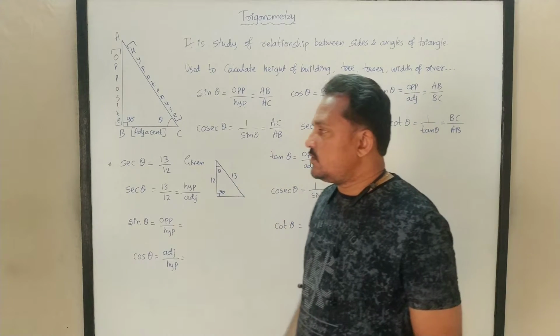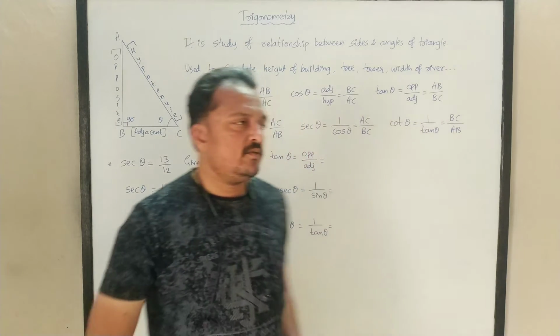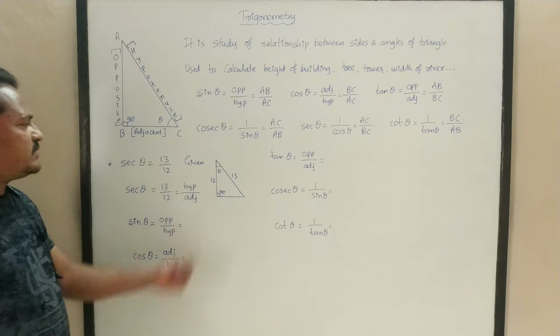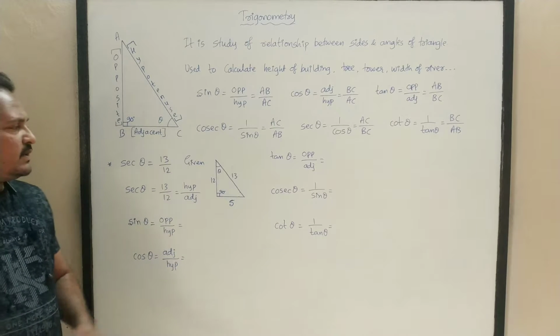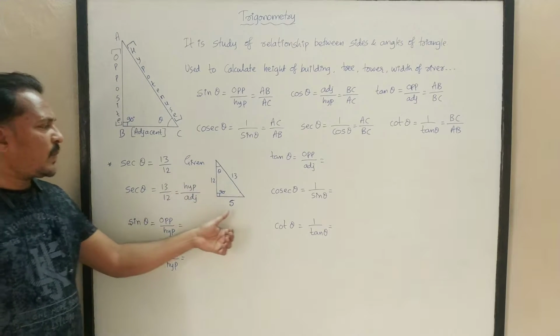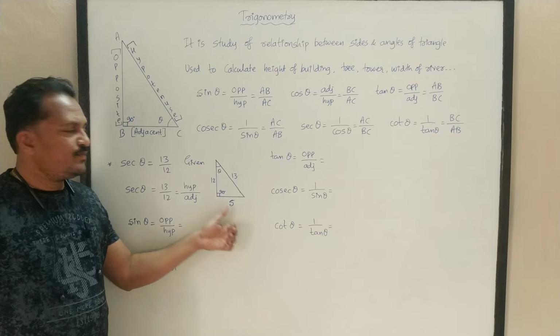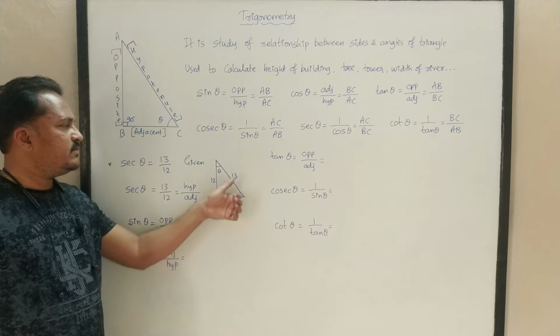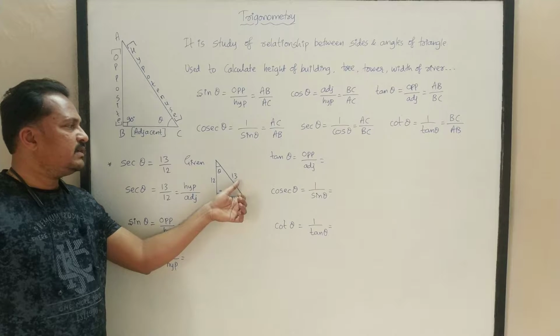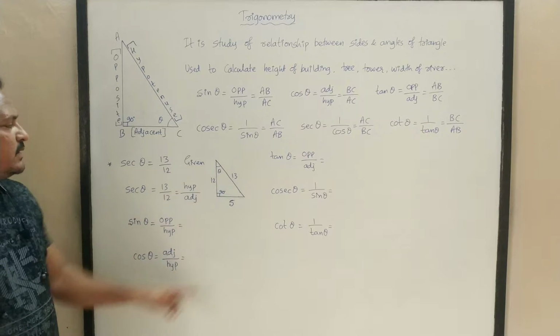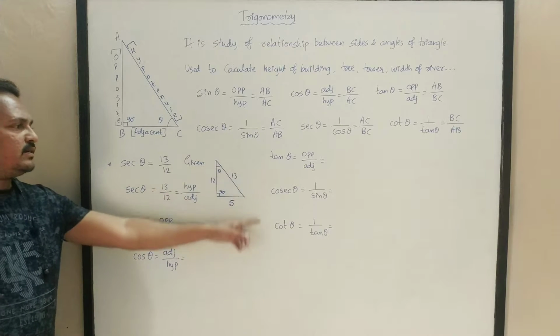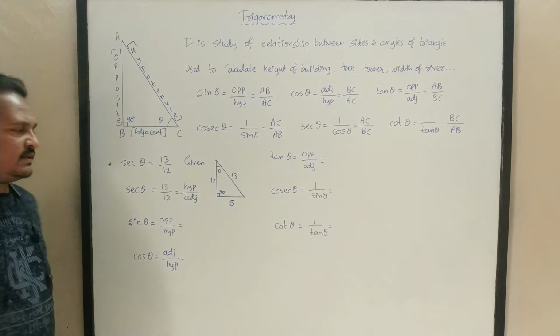So 13 and 12 are the two sides here. Then by the Pythagoras rule, directly I am going to write this one as 5. Very simple. 12 square is 144, then 5 square is 25. 144 plus 25 is equal to 169, that is nothing but 13 square, or square root of 169 is 13. Then we are going to find all of these ratios.